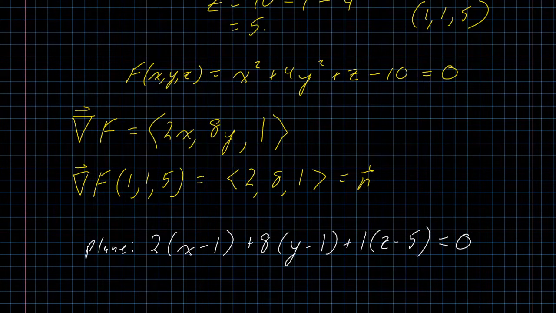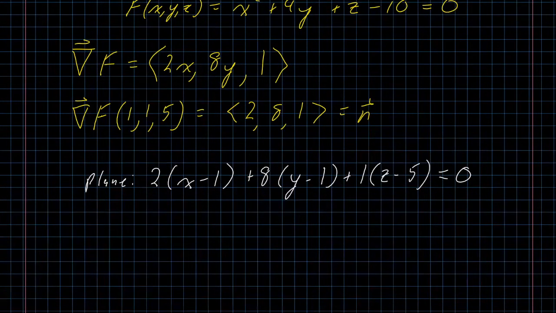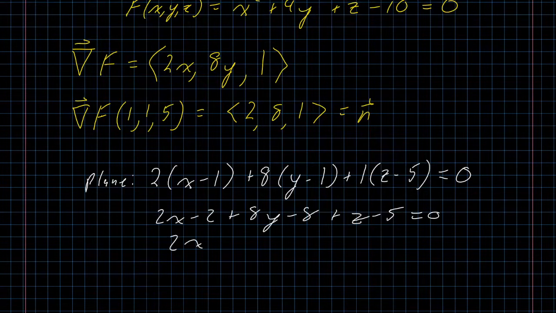I could clean it up. Sometimes it's better to distribute here, clean things up, get a nicer looking result. So 2x minus 2 plus 8y minus 8 plus z minus 5 equals 0. 2x plus 8y plus z is, let's see, we have 5, 7, 8, that's 15. Is this version or that version better? I don't know. It depends on the context, on what you are trying to do with it. But it is two different ways of writing out the equation. They both work, and depending on context, one or the other might be useful.